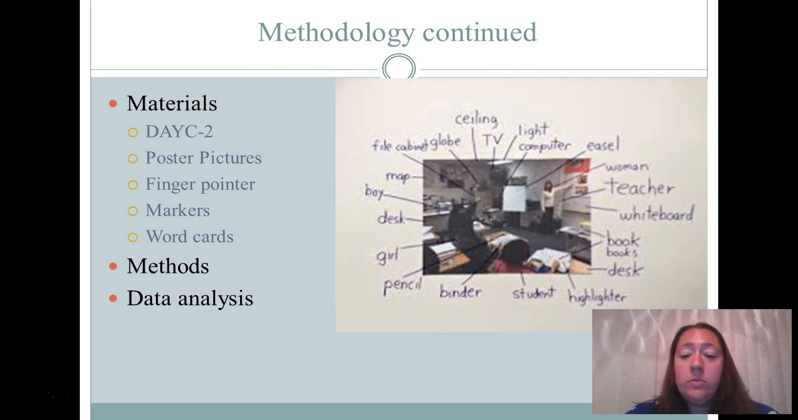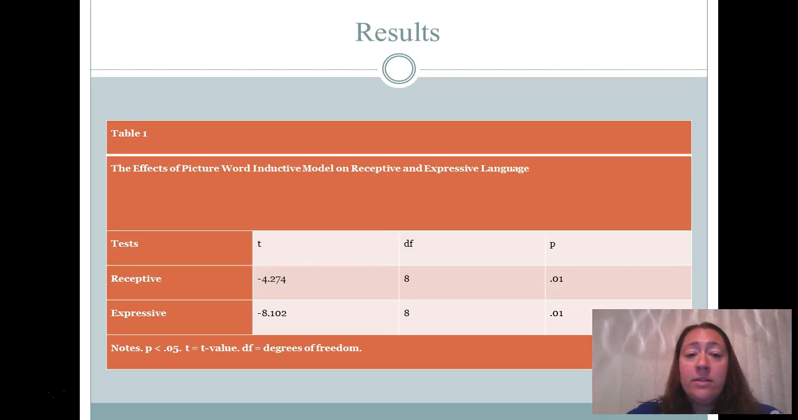Once the treatment phase was completed, I assessed students using the DAYC2 cognitive domain to collect post-treatment data. Data was analyzed using dependent sample t-tests to determine if participants' scores increased, stayed the same, or decreased during phase B due to the treatment of PWIM. I hypothesized the PWIM teaching strategy would increase participants' receptive language and expressive language skills. The data supported the hypothesis.